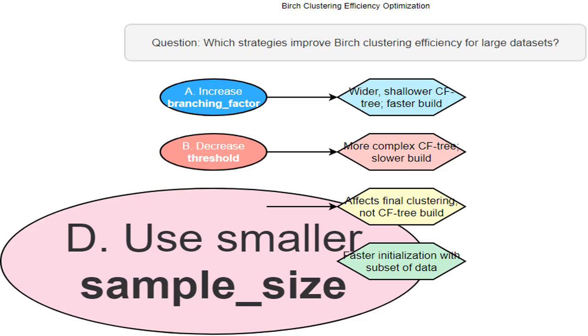I see, using a smaller sample of the data to build the initial tree structure makes the process much quicker. Imagine building a small model of a building before tackling the full-scale project, much faster and easier. This speeds up the initial phase significantly, and it's a great optimization strategy for huge datasets.